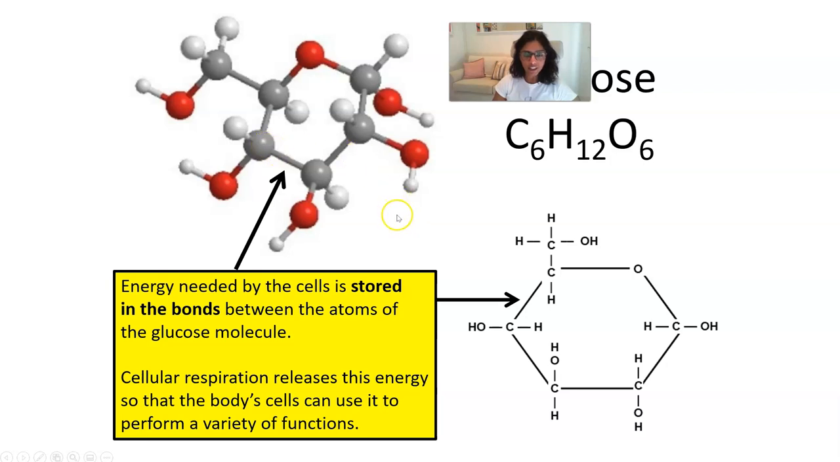So the energy that's locked up in this glucose molecule is stored in the bonds. So when we break these chemical bonds, we release energy, and that energy can be used for a variety of functions, but it has to be harnessed in the correct way.